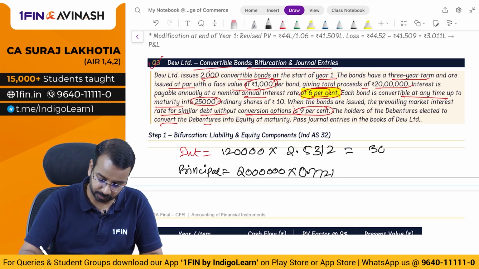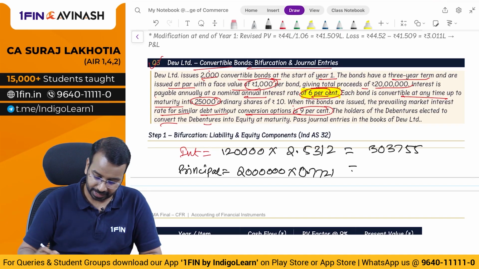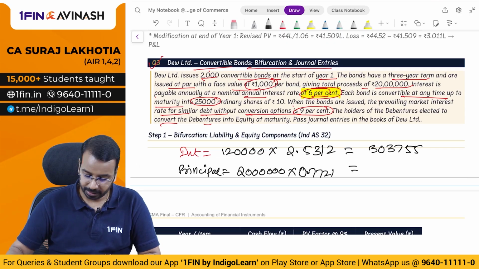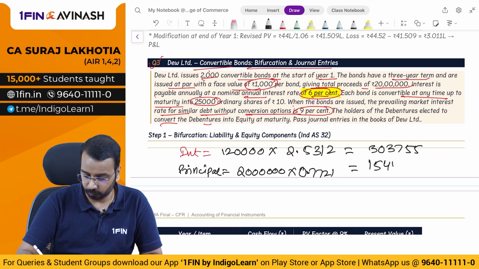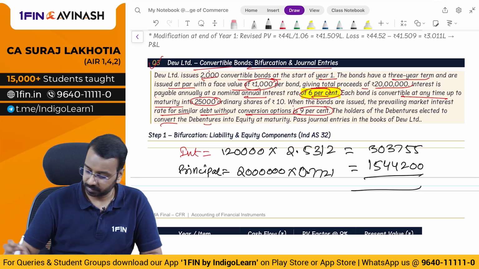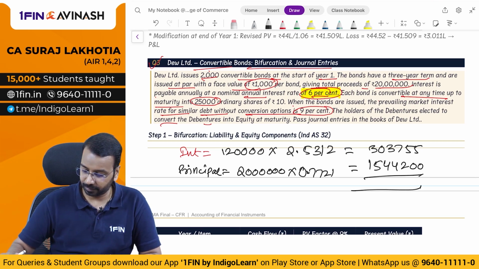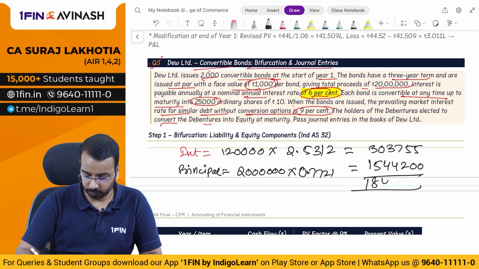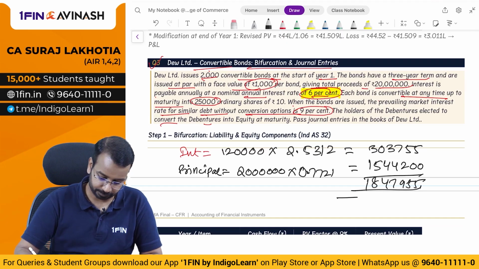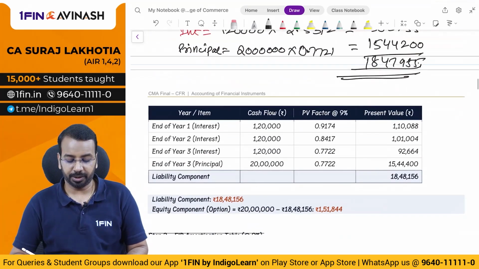303,755. And here it is 20 lakhs into 0.7721. 1544200 plus 303,755 is 1847955. So this is the liability component.